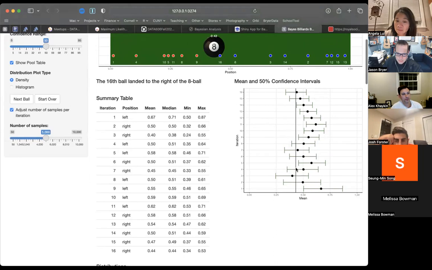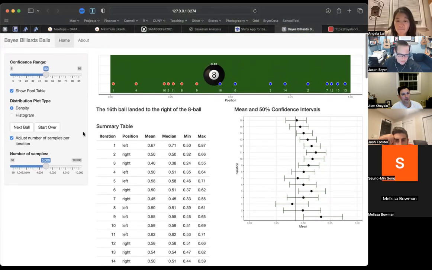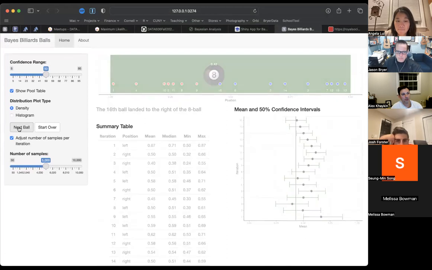And we can see the zigzag, right? So here, when you say show the pool table, I also put this vertical line as you go through. But you can also see each iteration as you go through.